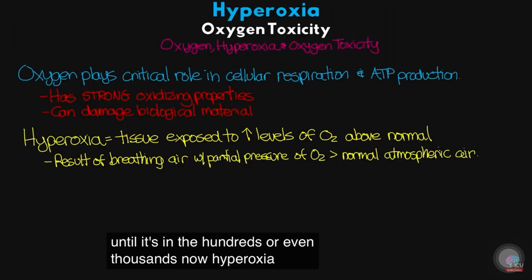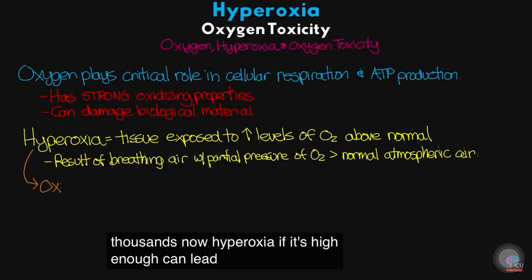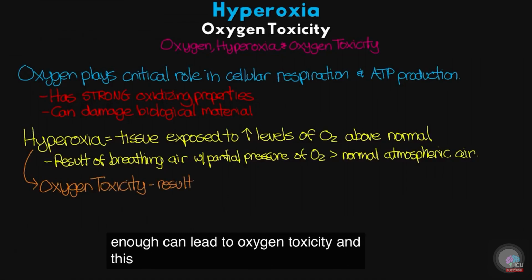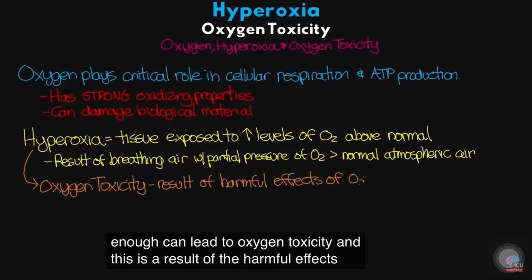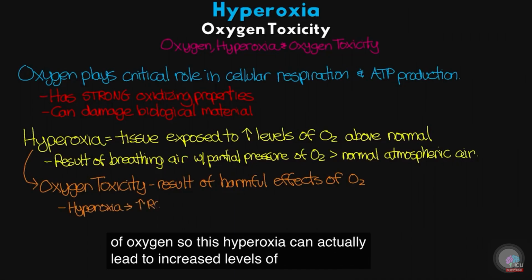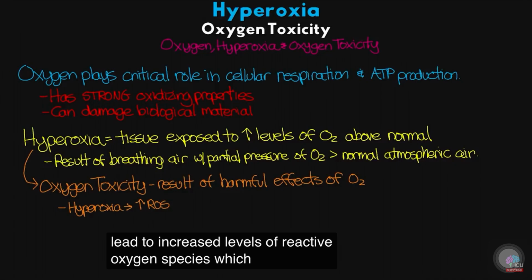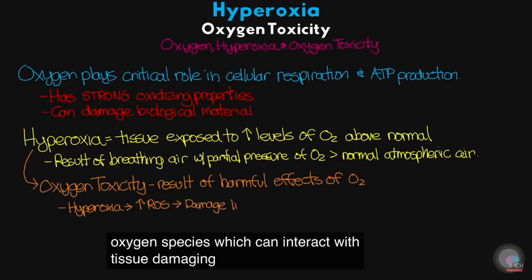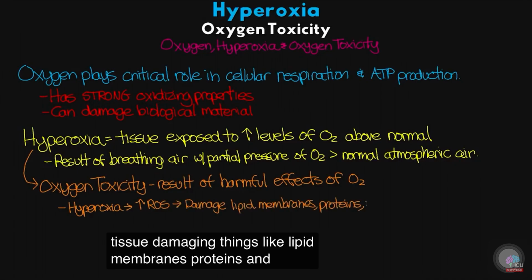Now, hyperoxia, if it's high enough, can lead to oxygen toxicity, and this is a result of the harmful effects of oxygen. This hyperoxia can lead to increased levels of reactive oxygen species, which can interact with tissue, damaging things like lipid membranes, proteins, and nucleic acid.